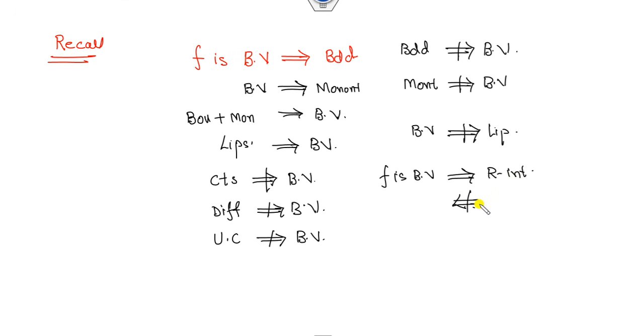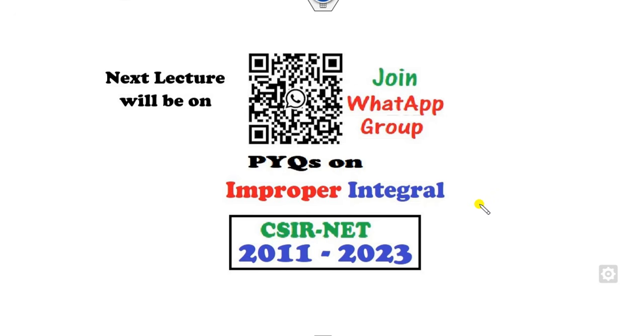So I hope based on these simple shortcut tricks, you can solve any bounded variation problem in a very simple manner.